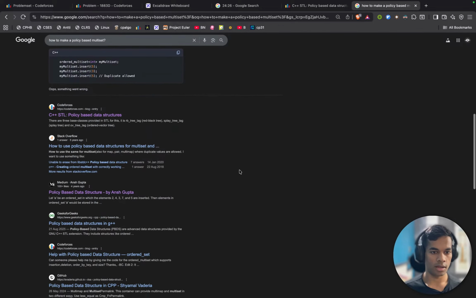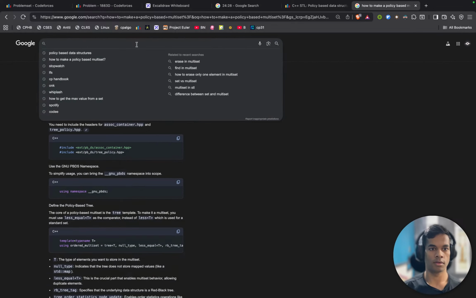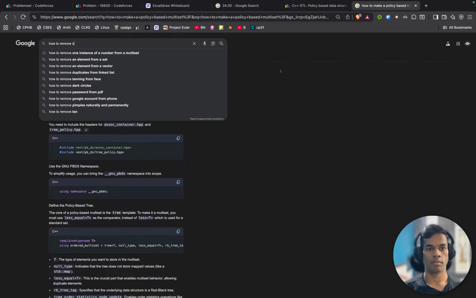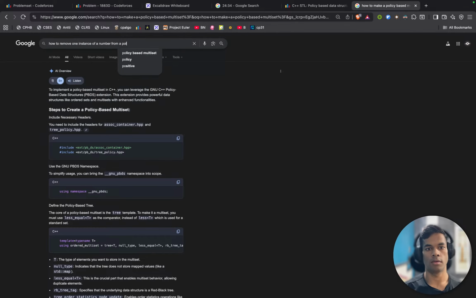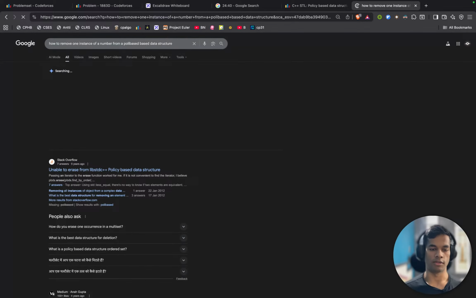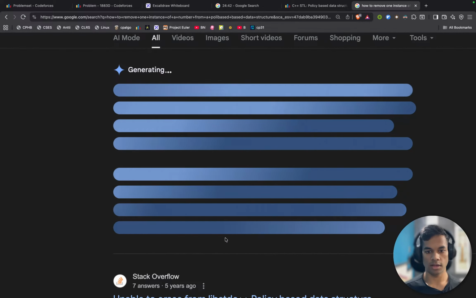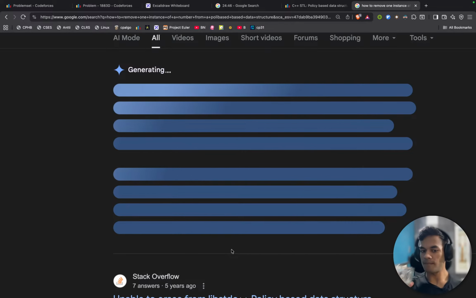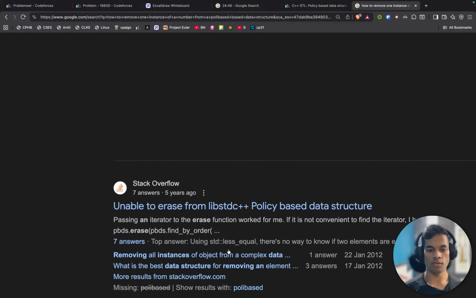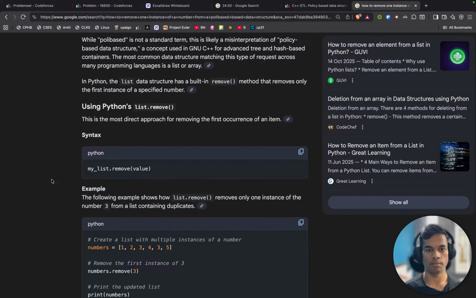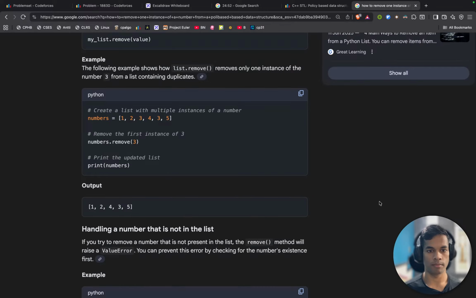I think we can do erase one instance of a number from a policy based data structure. Let's see that. From 5 years ago, unable to erase dot remove. Dot remove. Okay.